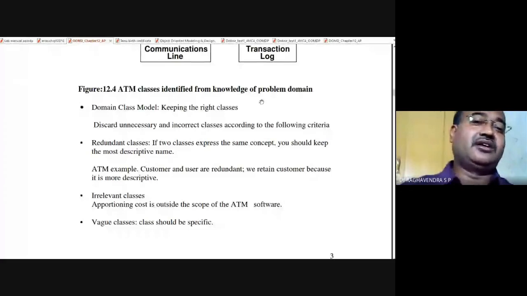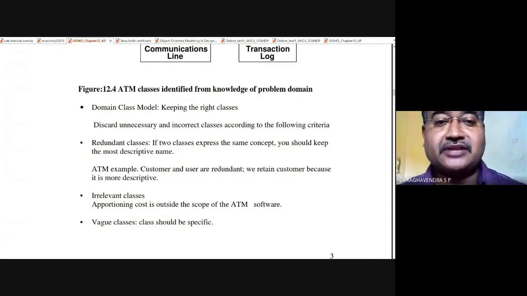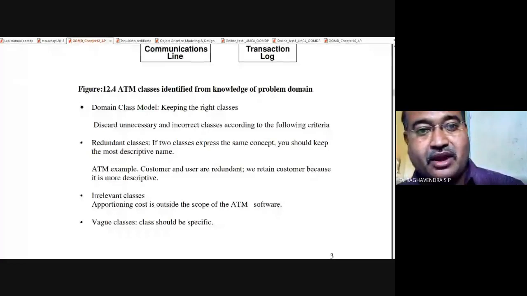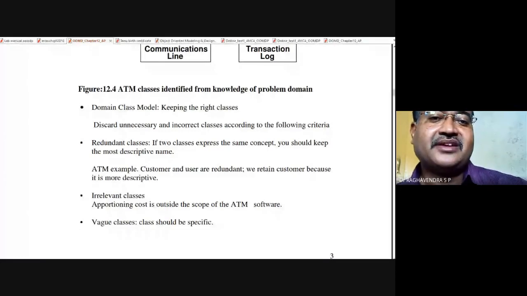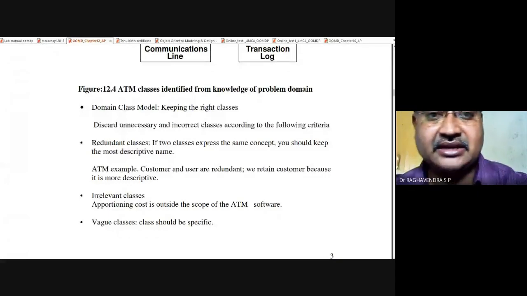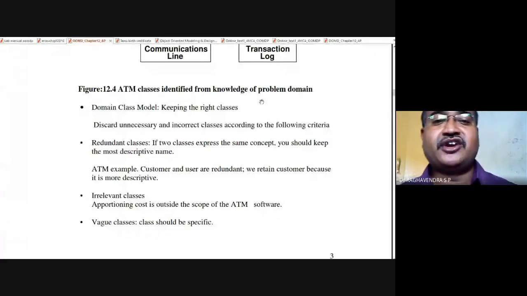Okay, so how to eliminate these types of classes? For example, in irrelevant classes, apportioning cost is outside the scope of the ATM software. Apportioning cost is nothing but, suppose you are going to an ATM, and your ATM card belongs to SBI, and you are going to some other bank like Canara Bank. In that scenario, what happens? Sometimes they will incur service charges because you are using an ATM card belonging to a heterogeneous bank, because it does not belong to the homogeneous bank.